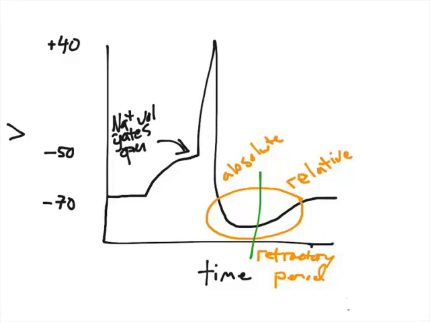So this whole thing here, what I've just described to you, is the action potential. The action potential is the basis of neuronal communication. This is the nervous impulse. This is how a neuron talks to another, through the action potential.